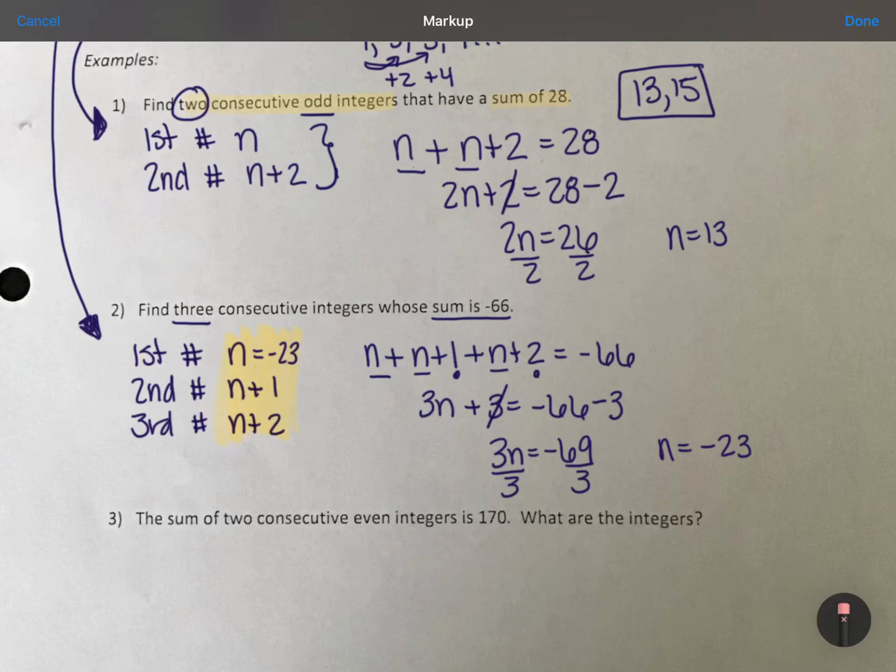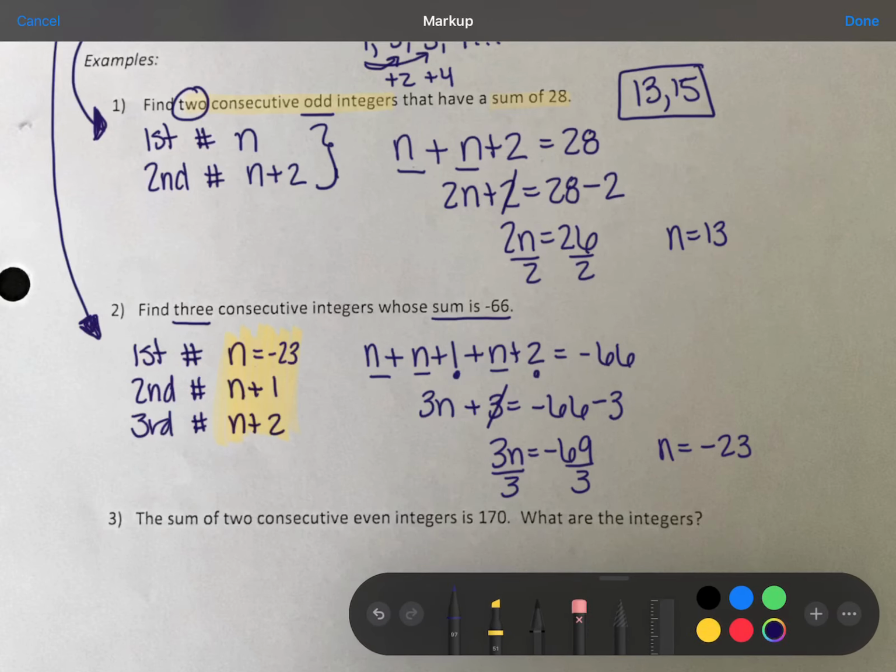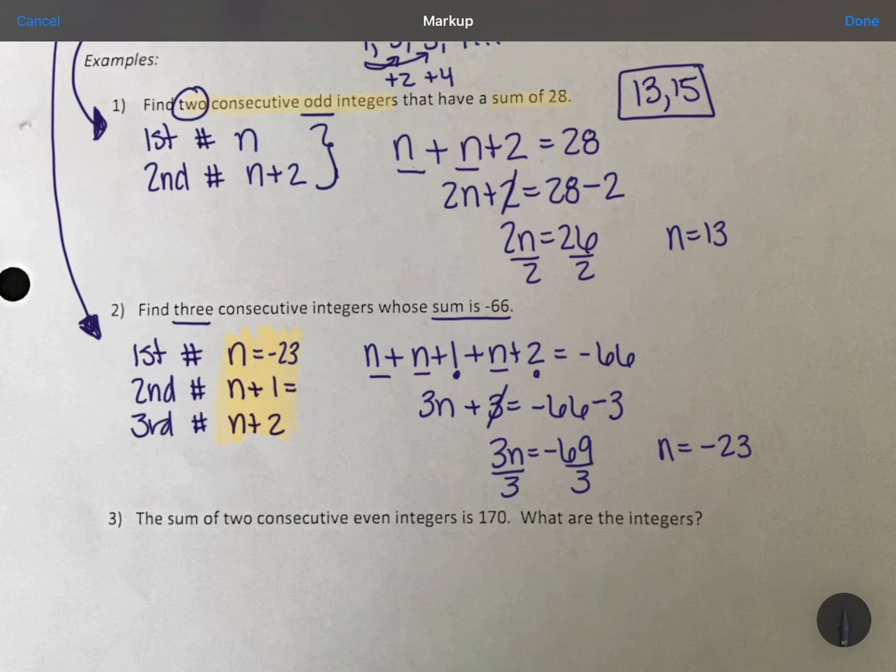When I add 1 to negative 23, what is negative 23 plus 1? That's right, it's negative 22. And last but not least, the next number would be negative 23 plus 2. What's negative 23 plus 2? Negative 21. So my numbers are negative 23, negative 22, and negative 21. Again, you could have found your sequences by just asking yourself, what would follow negative 23?